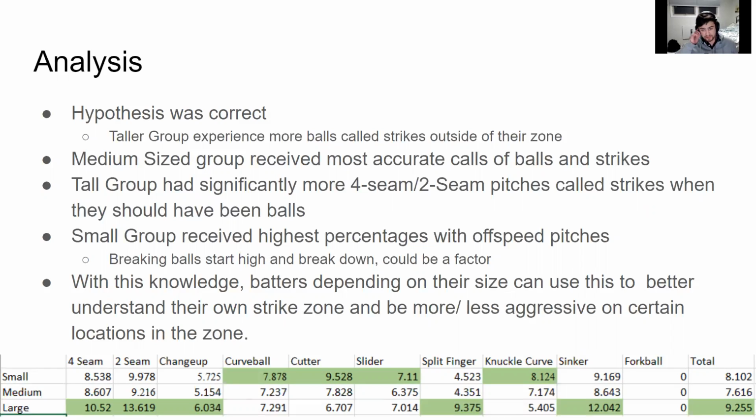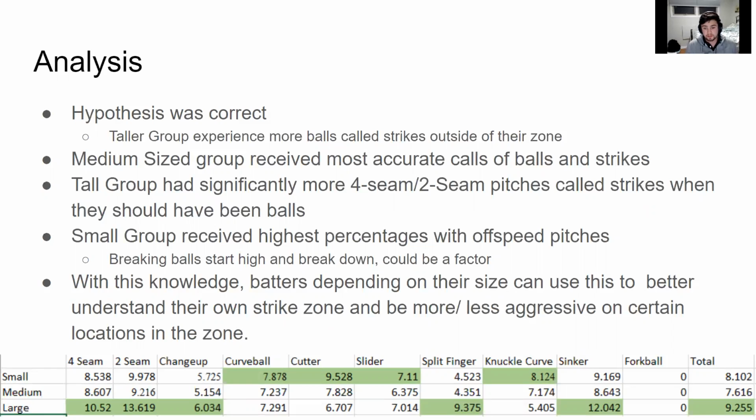The small group received the highest percentage with off-speed pitches, which we found really interesting. If you see, the large group had the highest numbers in four-seam, two-seam, and changeup, but breaking ball pitches like curveball, cutter, and slider all fell to the small size group. We're not too sure why, but we believe maybe it's because breaking balls usually start high and break down, which could be a factor with the umpire in judging what's a ball and what's a strike.